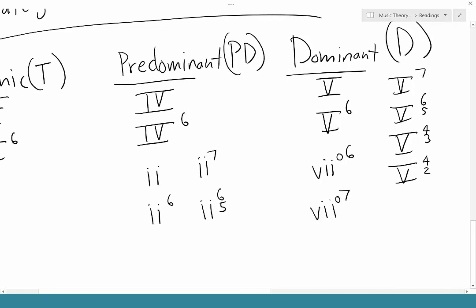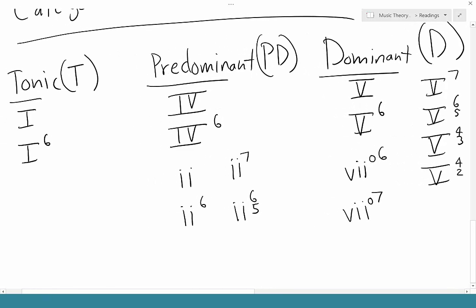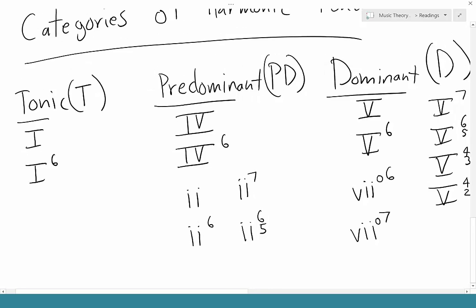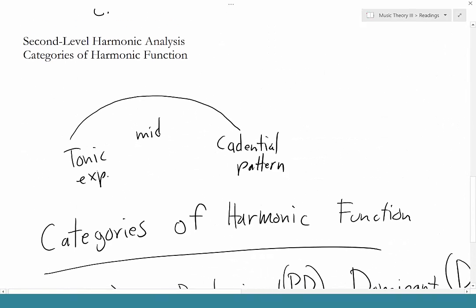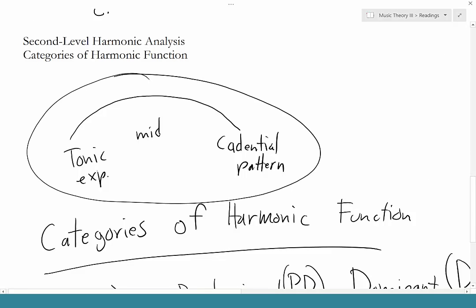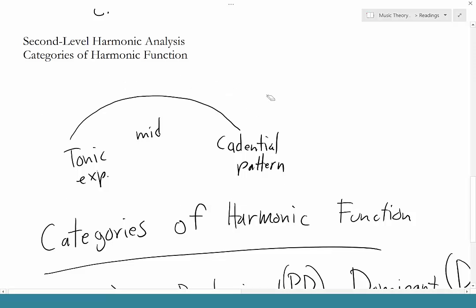Okay, so these are terms that you're familiar with, but you use them as categories to further understand how harmony is being used. Okay, so those are the categories, but to think about the other part of this, the second level harmonic analysis, we can think about how harmonies are typically, at the broader level, used in a tonal phrase, which is what this is a model of.